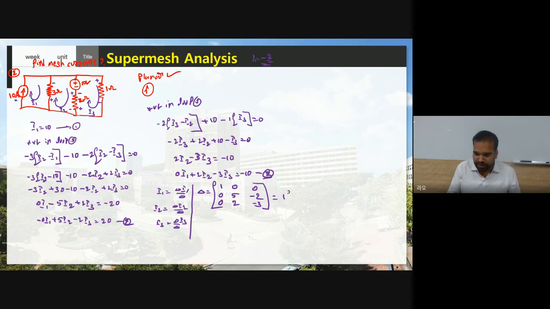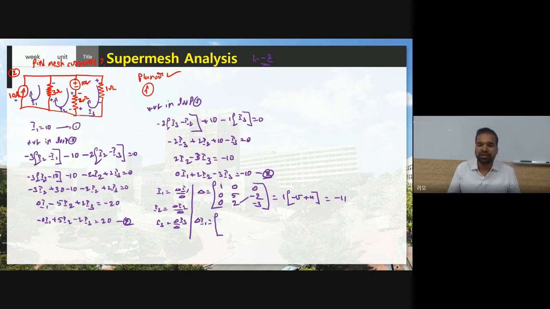Therefore 1. So if you are finding the determinant of delta, 1, don't consider this row and don't consider this column. And you need to write what? 5 into minus 3, minus 15. Now when you multiply from down to up, you will write minus 2 into minus 2, minus 4. Therefore minus minus will become plus 4. Therefore what you have here? Minus 11. The determinant of delta is what? Minus 11.